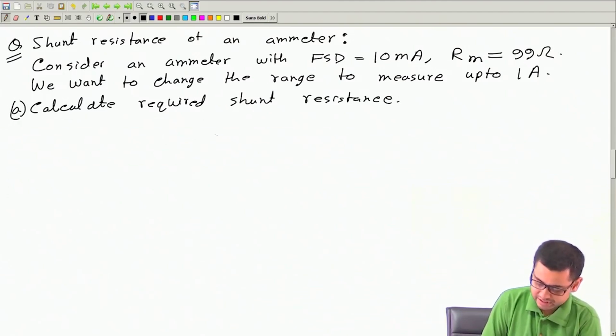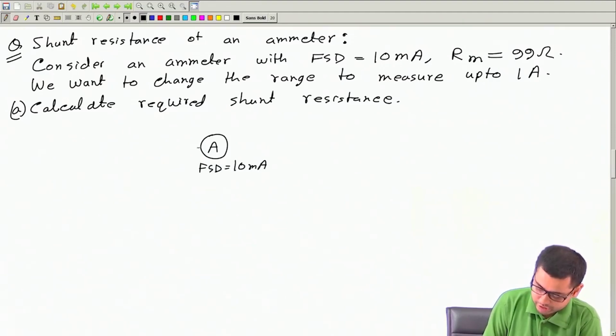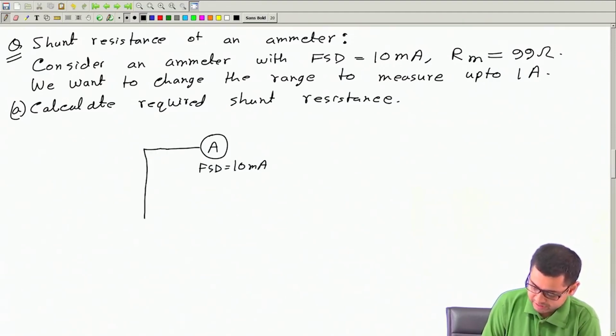This is the easiest. So we have an ammeter. Full scale deflection current is how much? 10 milliampere. We want to put a shunt.